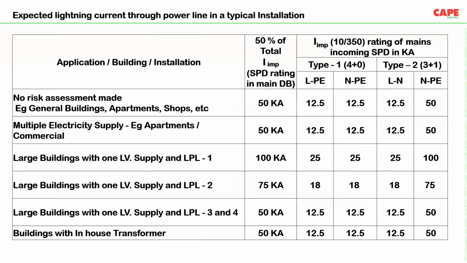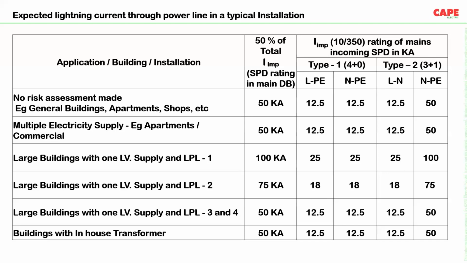So we have considered two types of connections, a 4+0 connection and a 3+1 connection. There are general conceptions also, and then you can do the risk assessment also. Once you do the risk assessment, let us suppose your building comes in lightning protection level 1. We all know that for lightning protection level 1, the expected lightning current will be 200 kiloampere. As per the standard, out of 200 kiloampere impulse current, 50% of the impulse current goes to the ground.